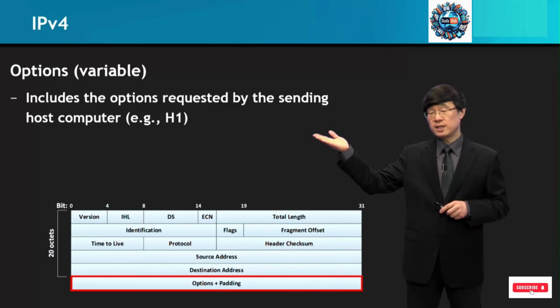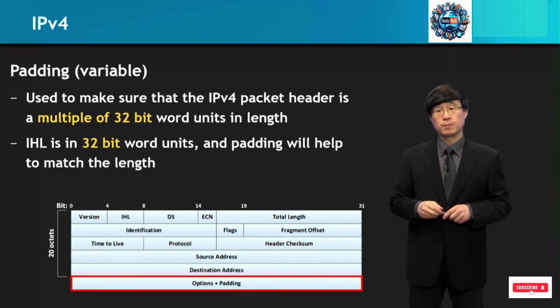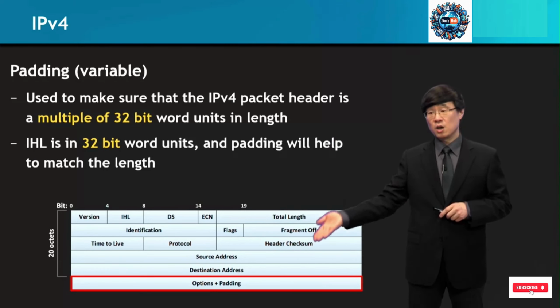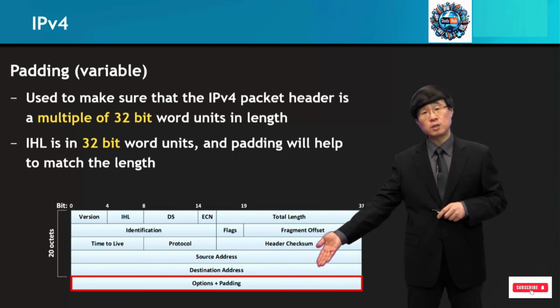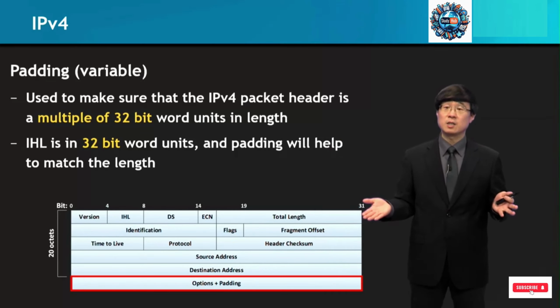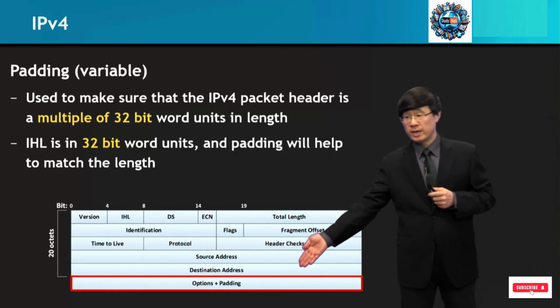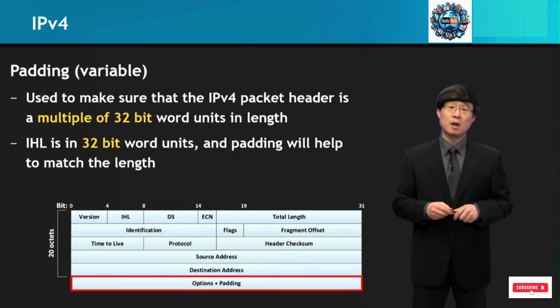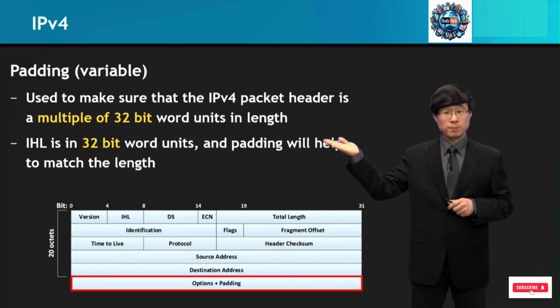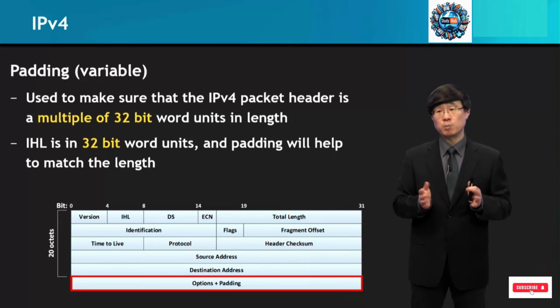The options field in the IPv4 header is now what we're going to look into. This includes the options requested by the sending host computer. At the end of the option field, it also includes padding. And this is because we need to make this field a multiple of 32-bit words. So therefore, the padding will help to do that.